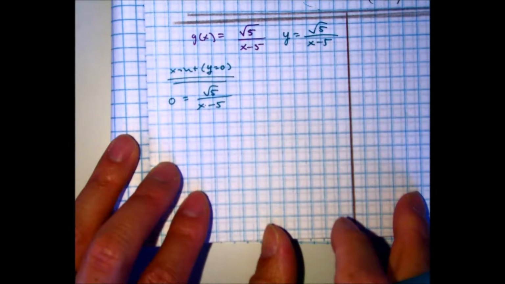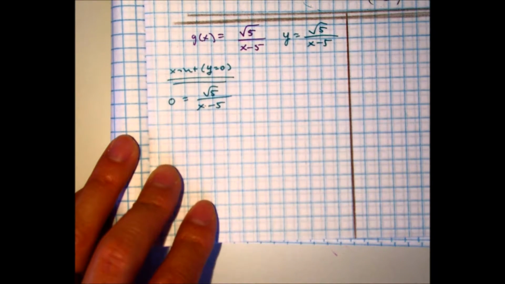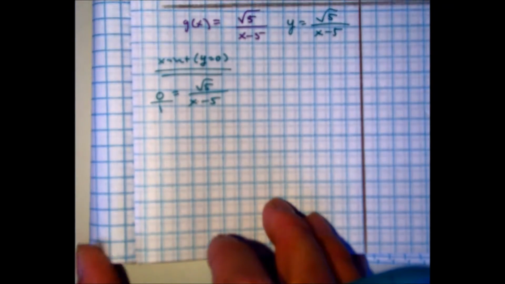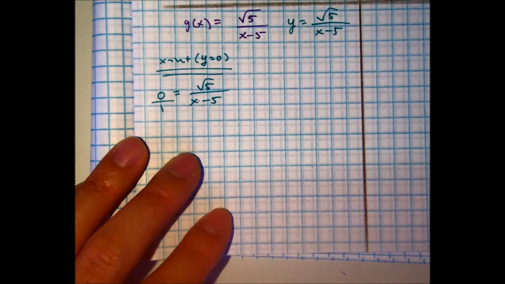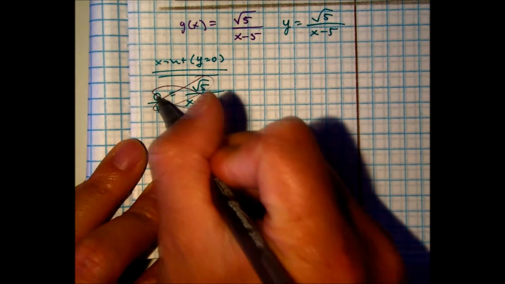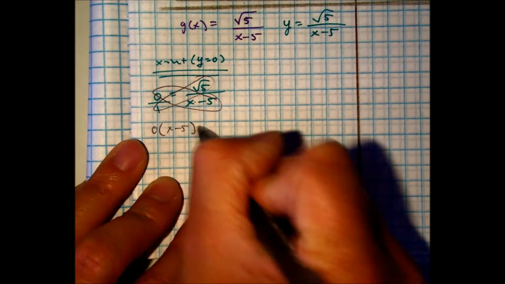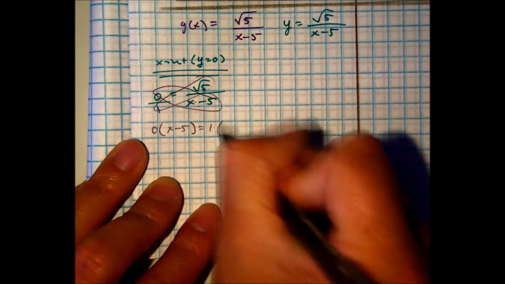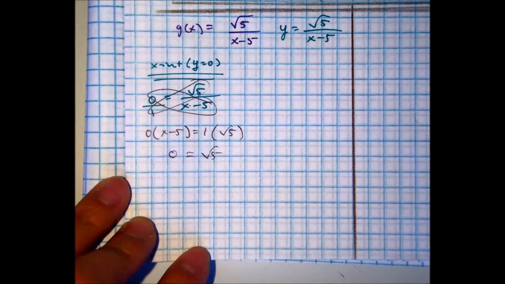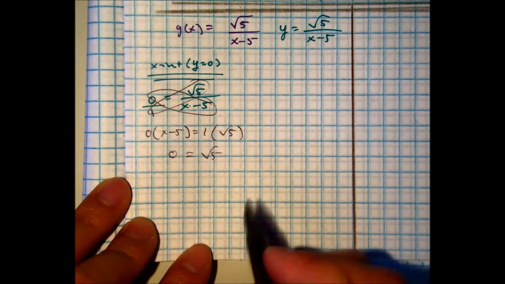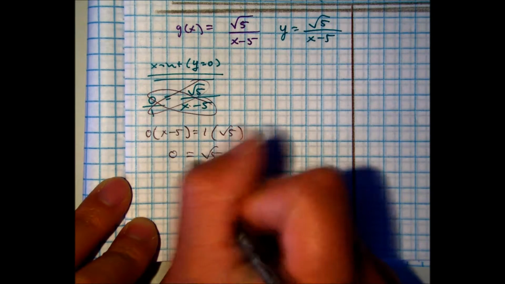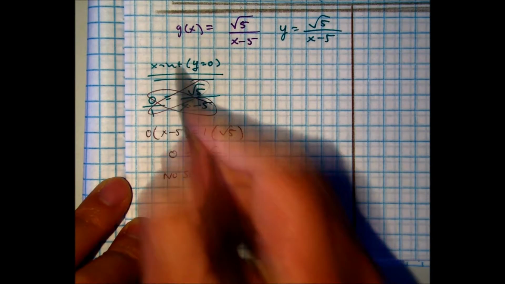And then here I'm just trying to solve for x. I realize that I have a proportion. A proportion is just two fractions, and here I can just cross multiply. Zero times anything, 1 times radical 5. So I have 0 equals radical 5. True or false? Can 0 equal radical 5? Can 0 equal any other number? No. So this would be no solution. So you're not going to have an x-intercept.